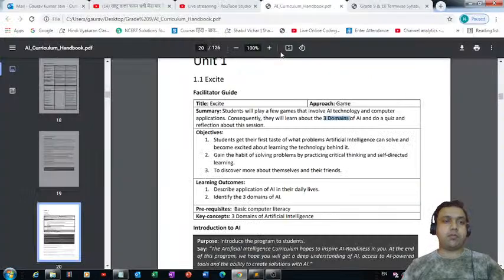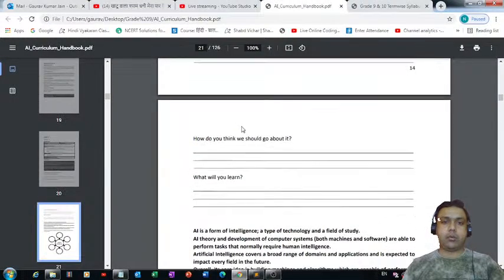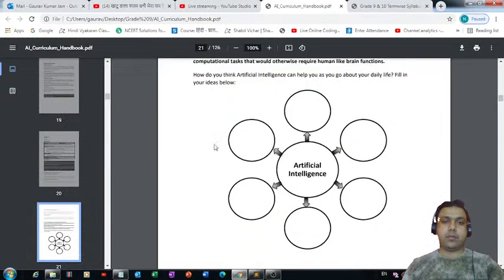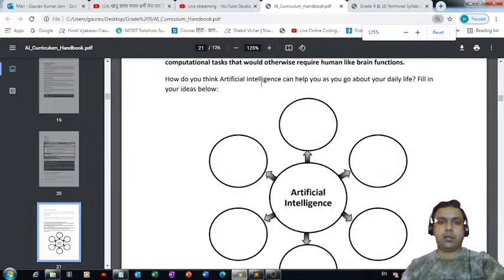Okay, let's now come down and see what we have here in this PDF file. And I would like to increase the size of it a little bit. Yeah.